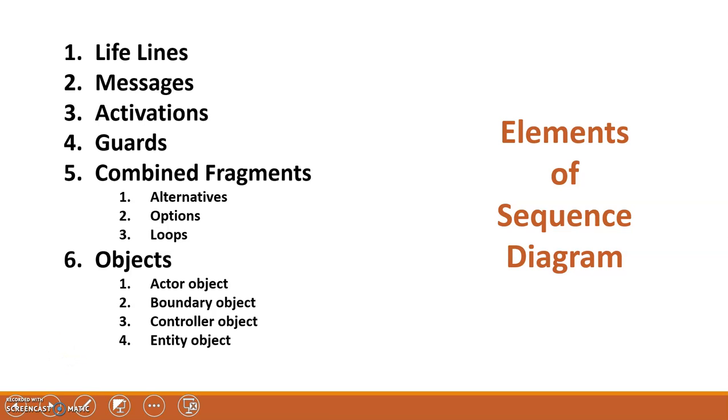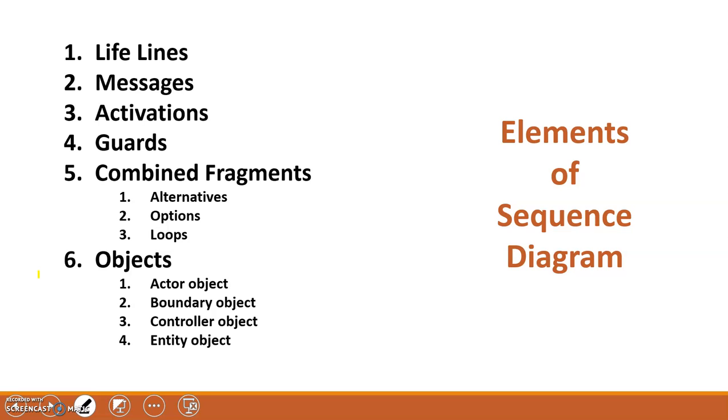Just like in DFD we have different shapes, right? And we use all the shapes to design the DFD. In use case we have different symbols like actor, use case, lines. So all these are nothing but the elements which we require to draw one particular UML. So to draw the sequence diagram, here we have 6 different elements which we can use.